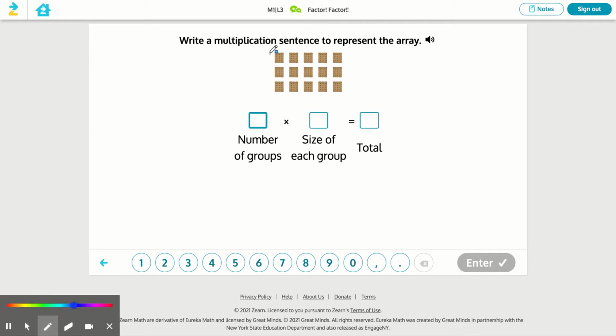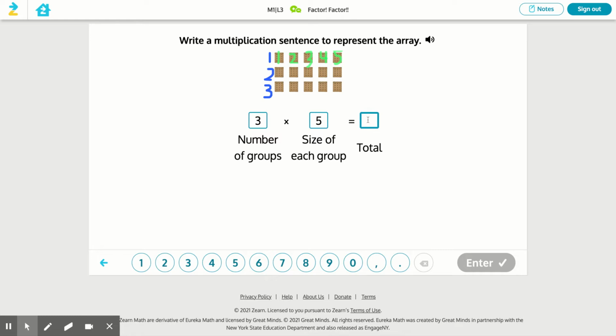Our array has 1, 2, 3 rows. So the number that goes in our equation here is a 3. There are 3 groups. The next part is the size of each group. That's the number of graham crackers that we have in each row. There are 1, 2, 3, 4, 5 graham crackers in each row. So the second factor in our equation is 5.